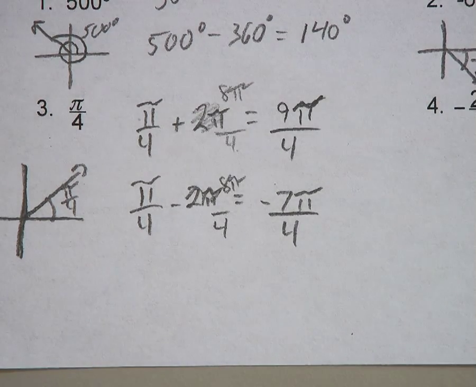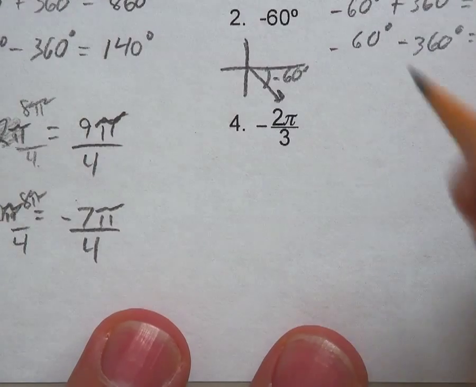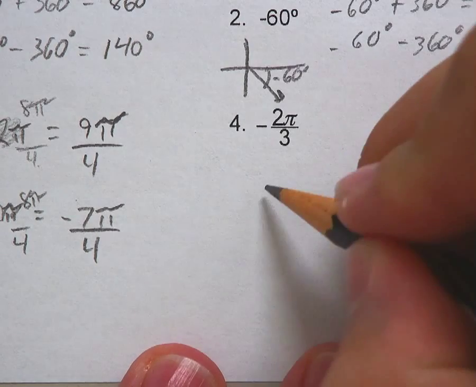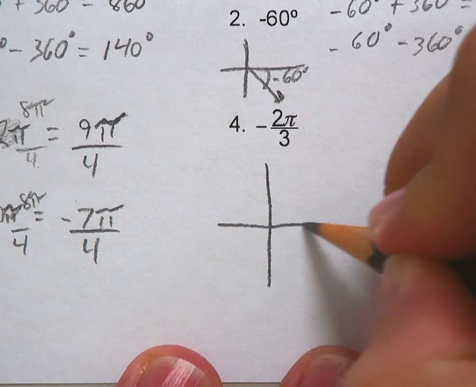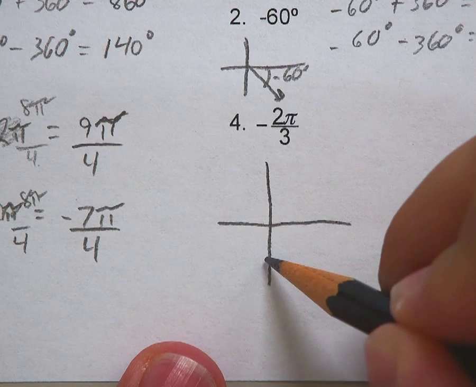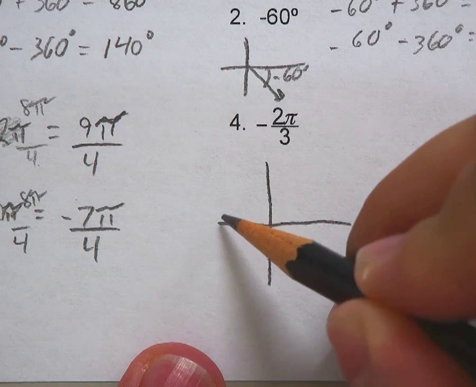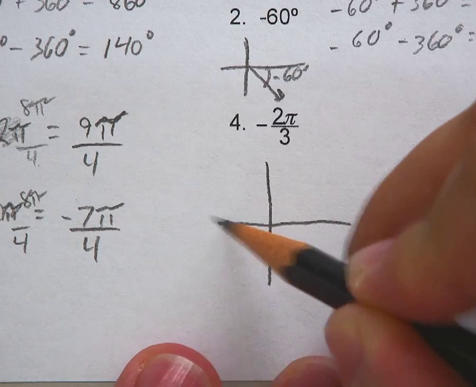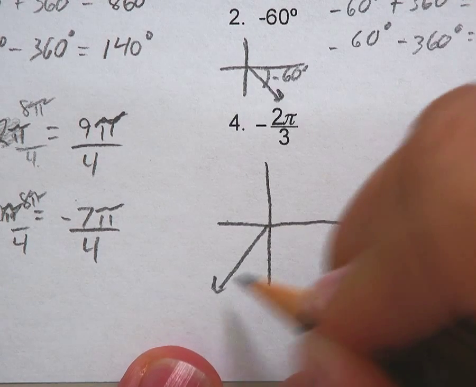I'm going to go a little bit faster on this last one here, just for the sake of time. Negative 2 pi over 3. If we're going negative, here's 0. Here's negative 1/2 of pi. Here's negative 1 pi. So negative 2/3 is going to be somewhere in between.